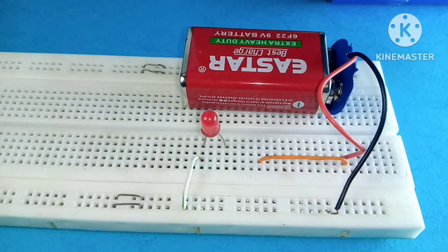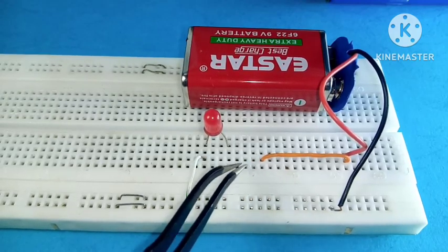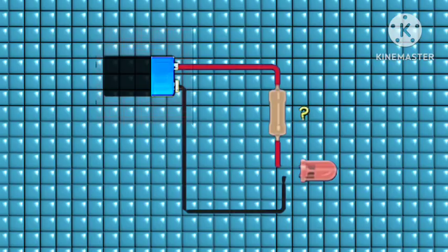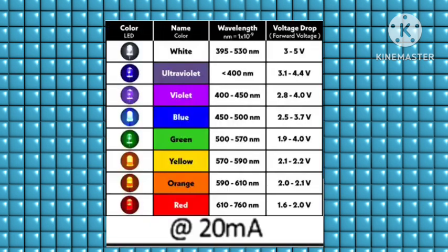I do have a red LED on my breadboard, but we need a resistor here to limit inrush current from destroying our LED. But how do we determine the right resistor for this LED? So we will apply the Ohm's law triangle. But before we do that, we need to check the LED forward voltage drop and current rating.